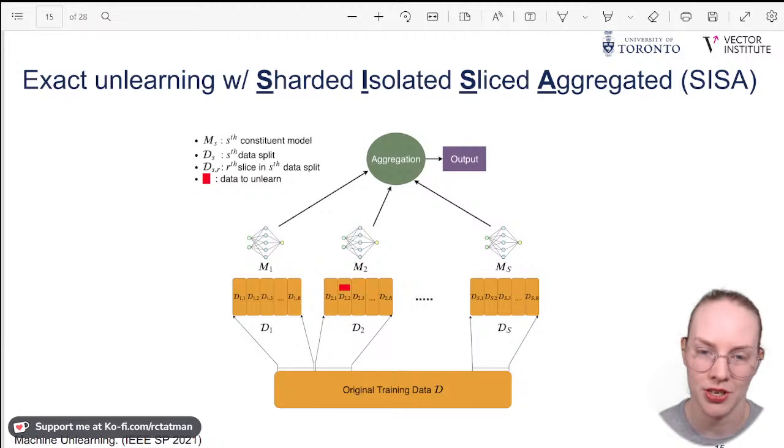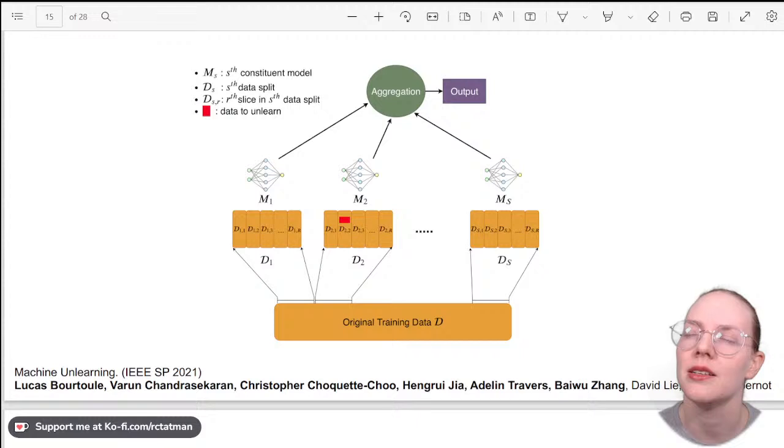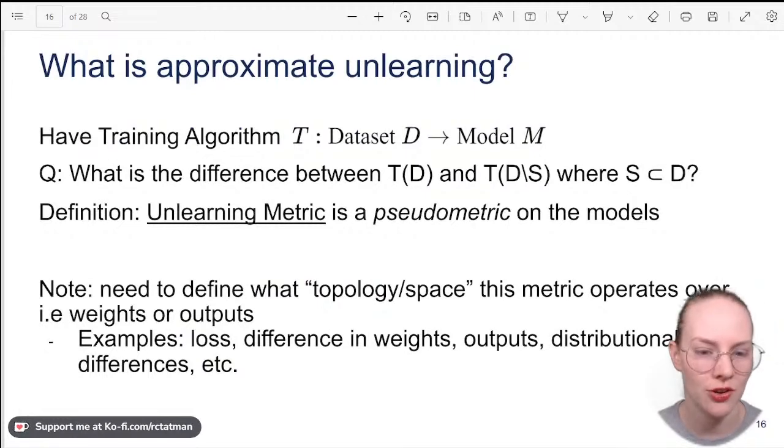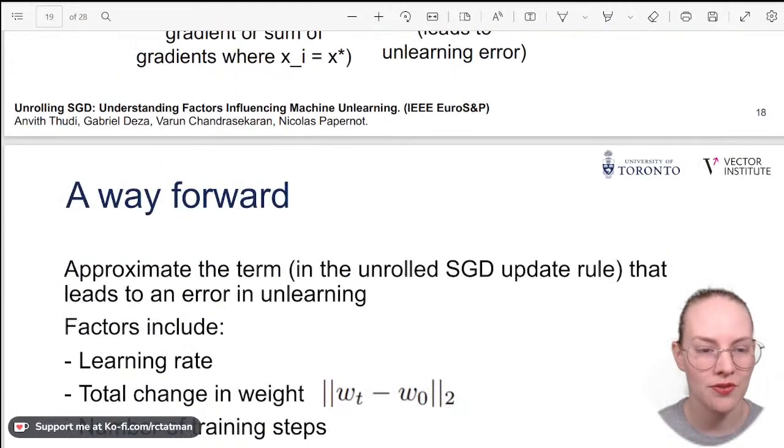Anyway, there are different options for doing that. You can do exact unlearning with sharded, isolated, sliced, and aggregated training. You have multiple models working together. You train multiple smaller models and then aggregate the output. Then if I have to unlearn a specific piece of data, I don't have to retrain everything, I can retrain just the one piece. And you can sort of approximate it, and then you have to make some math decisions and justify them. So that's the general idea.